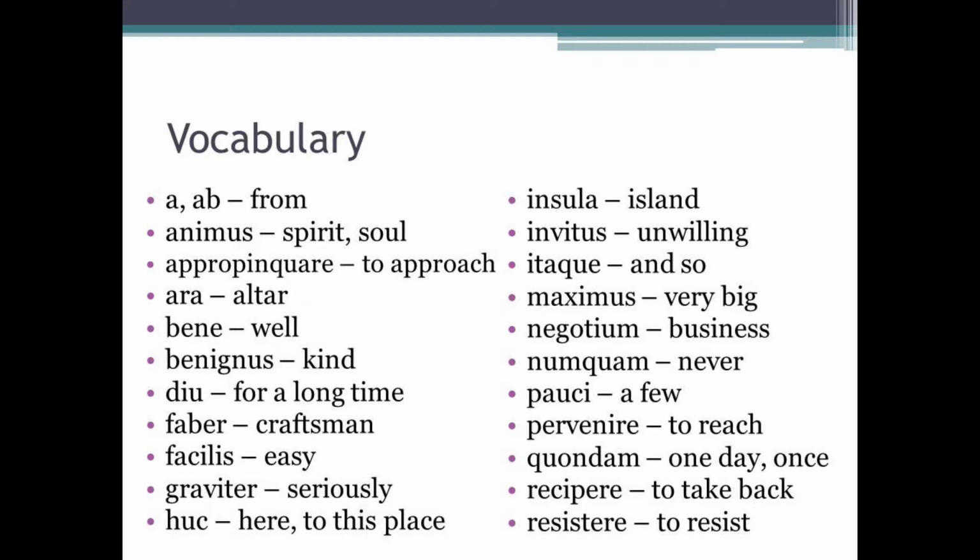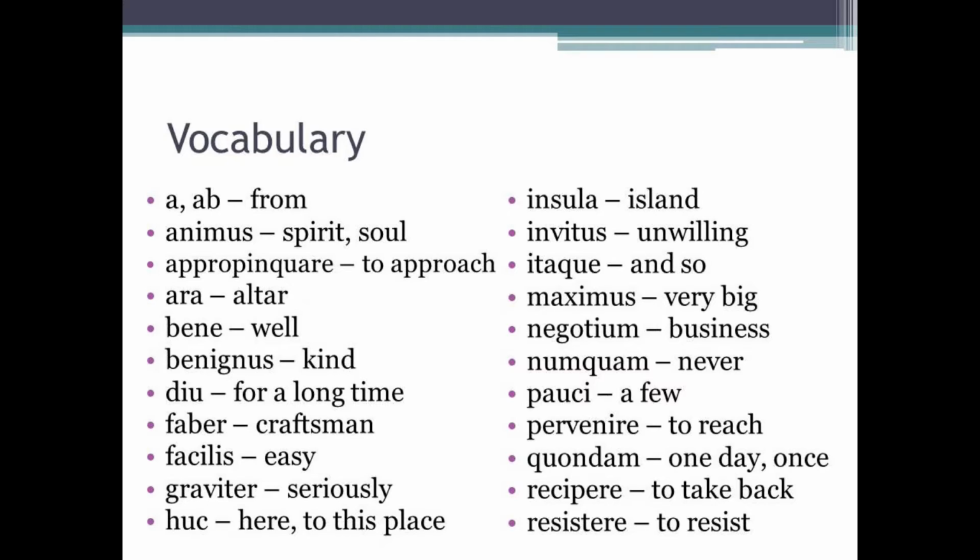A means from. Animus is a spirit or soul. Appropinquare means to approach. Ara is an altar. Bene means well. Benignus means kind. Diu is for a long time. Faber is a craftsman. Facilis, easy.